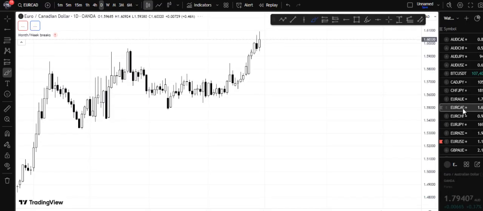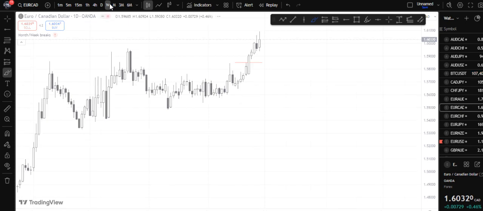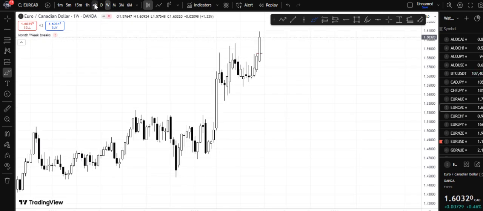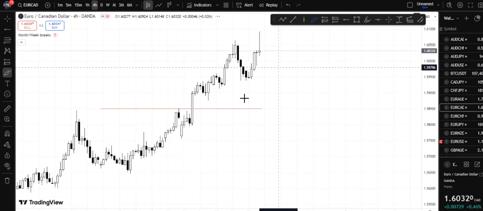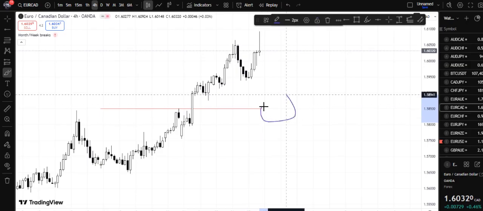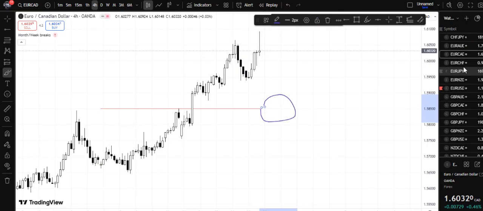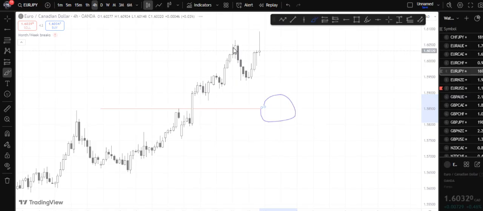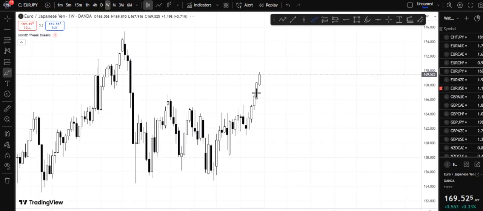The euro card is the same thing. Looking at it from a weekly time frame, if we expect price to push down, and I could see price head to this area, then I will look for longs. Same thing goes for the euro yen. So this is just what I'm looking out for.